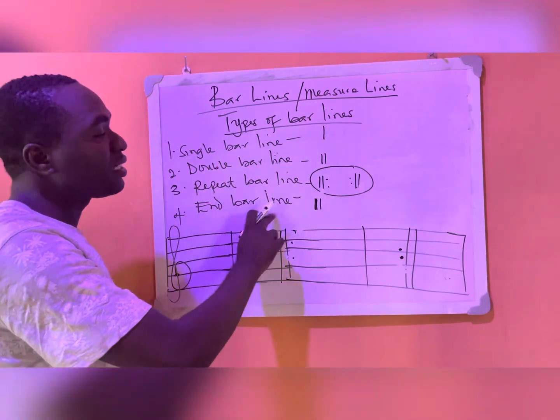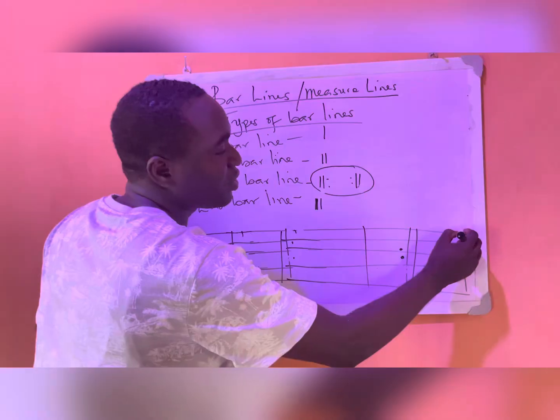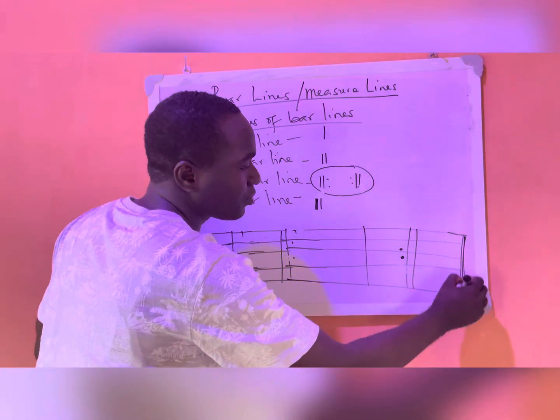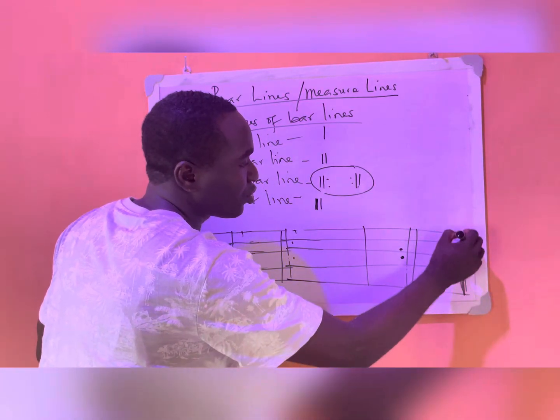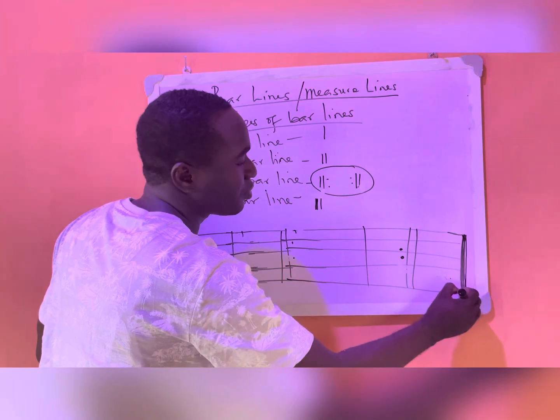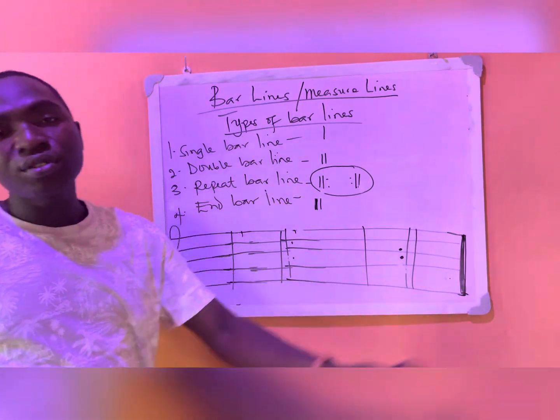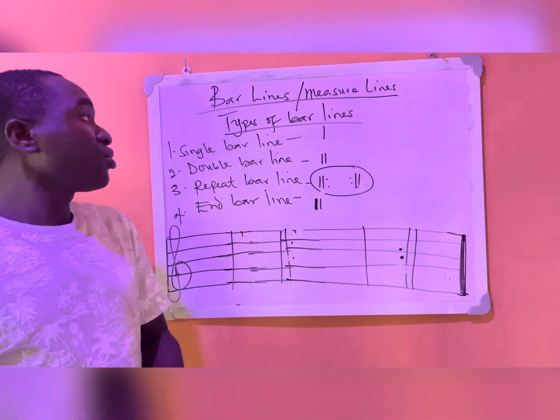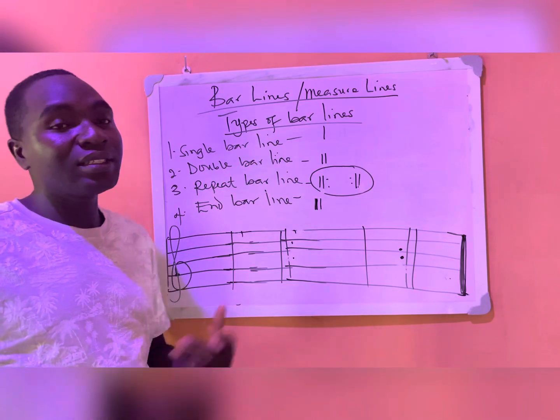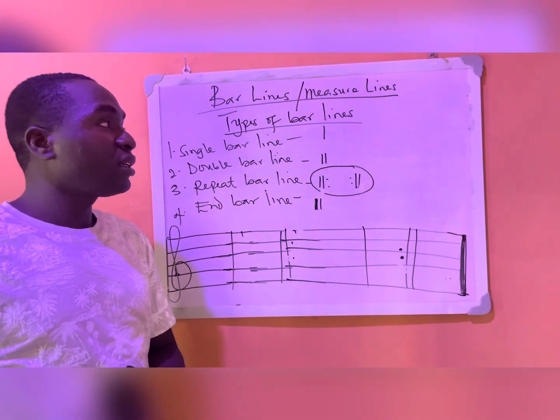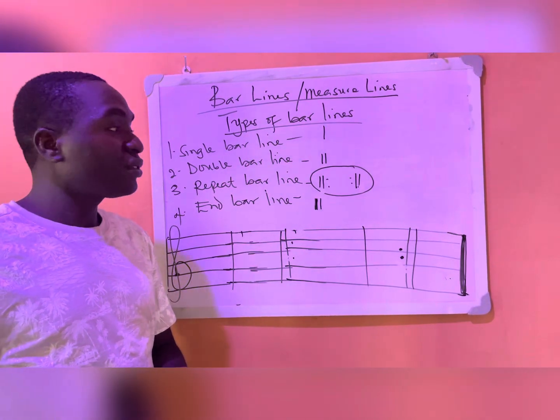And then finally the end bar line is usually at the end of the piece of music, very thick, showing that you have come to the end of the piece of music. So once again, we have looked at bar line and the various types of bar line we have. So this one will bring us to the end of the class.